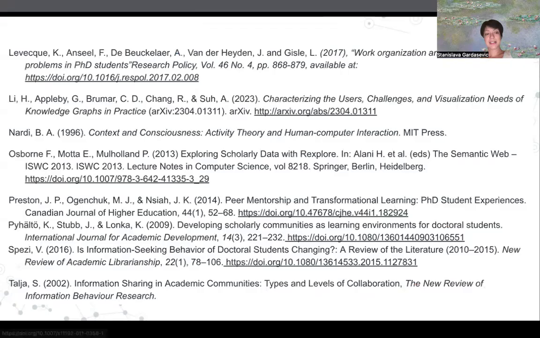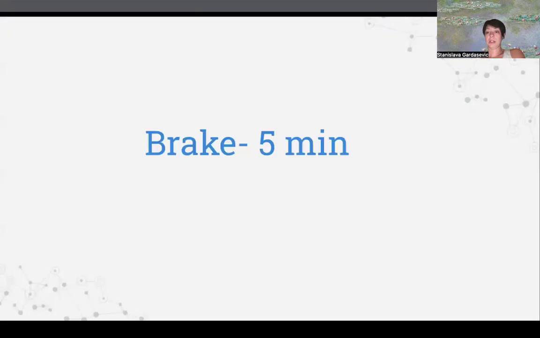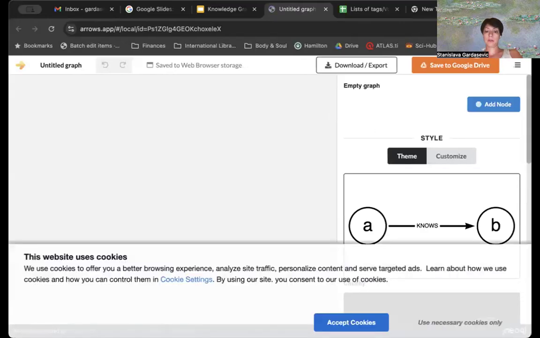And these are the references, and I will share these slides with you. We don't have time to talk, but I wanted to show you a tool that is also related to this Neo4j tool that I was using for this study, and it's called the Arrows tool. Based on the exercise you did earlier, you can create your own graph database model. I'm going to share it with you now.